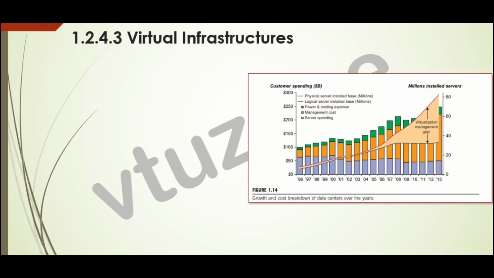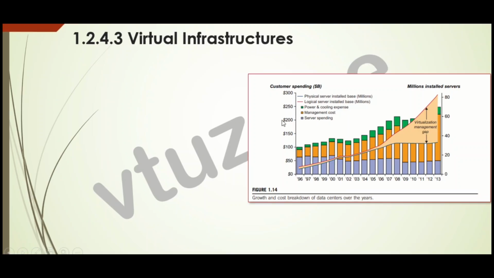This diagram shows how data center costs and server installations have changed over time from 1996 to 2013. The y-axis at left side represents the total spending on data centers, including server costs, power and cooling and management expenses. Then the y-axis at right side, millions of servers, shows the number of servers installed over time. Then the x-axis displays the timeline from 1996 to 2013.